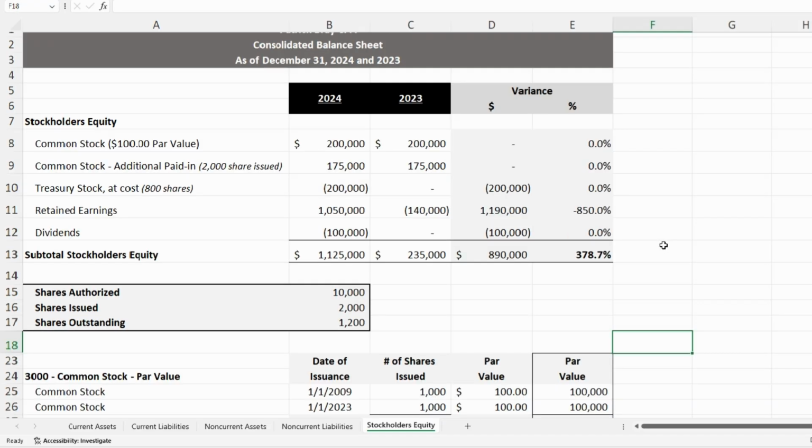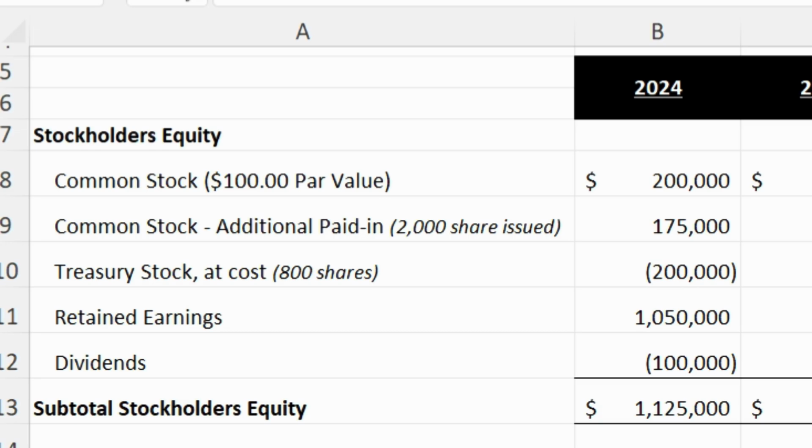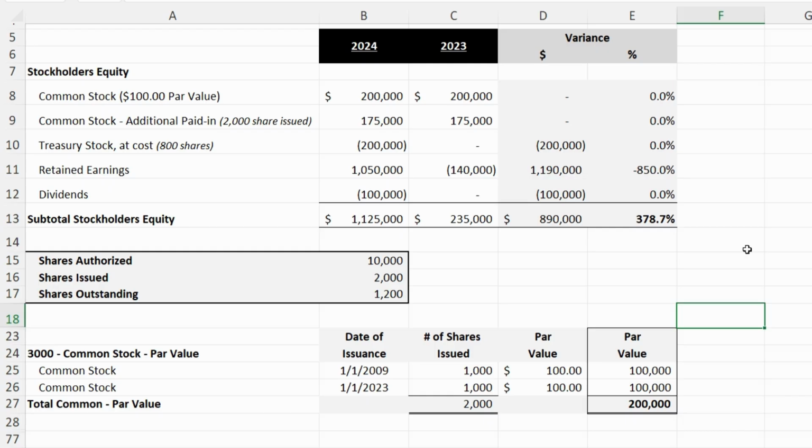Okay, this is our 3,000 account. This is our first line item: common stock issued at par value. With shares of stock, you have to establish a par value, which is basically the minimum value that stock can be sold or repurchased for. In this instance, we have a $100 par value. These shares of stock cannot be sold or repurchased for less than $100.